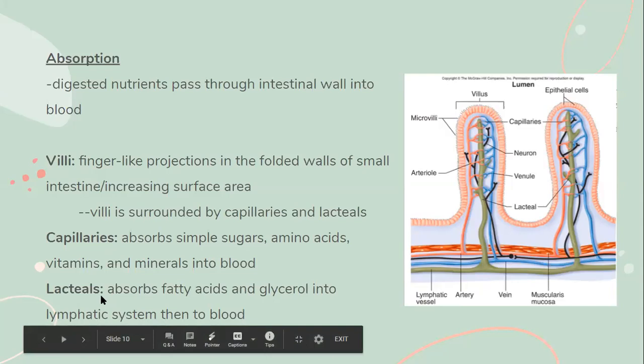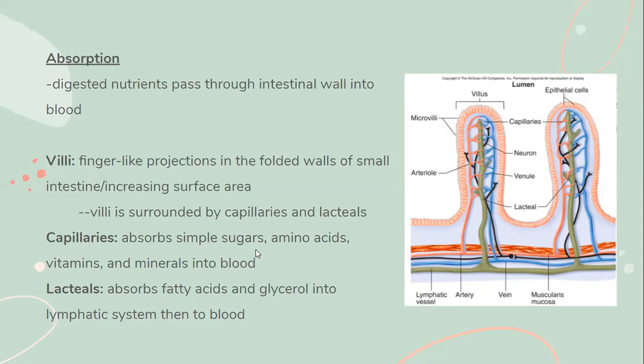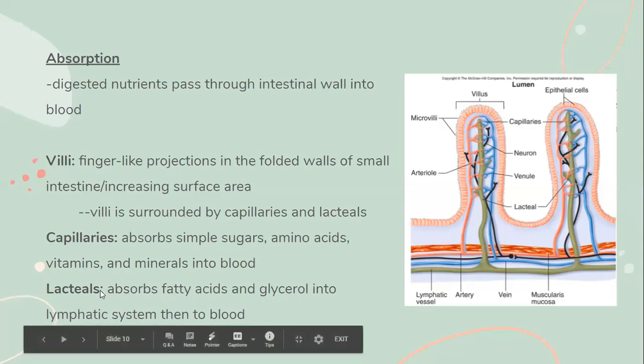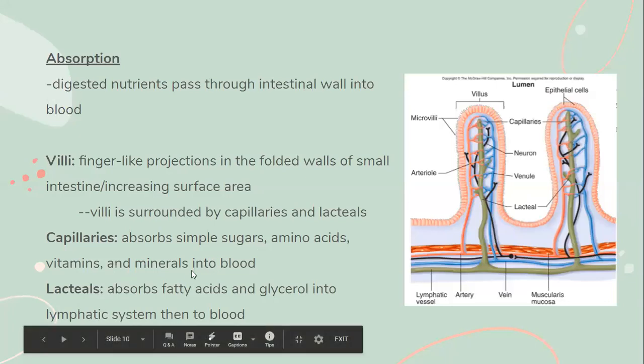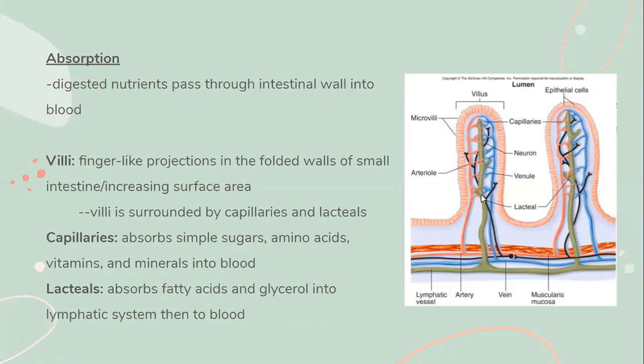And then you have something called lacteals, which absorb fatty acids and glycerol into the lymphatic system, which is basically your lymph nodes and all of that, and then to your blood. So capillaries are mostly for your sugars, proteins, carbs, vitamins, and minerals, and lacteals are for your fat. It's an individual thing just for fat. In this picture, you can see the lacteal is the green thing, surrounded by the capillaries, which are the blue things, and they work together to bring stuff into the blood.